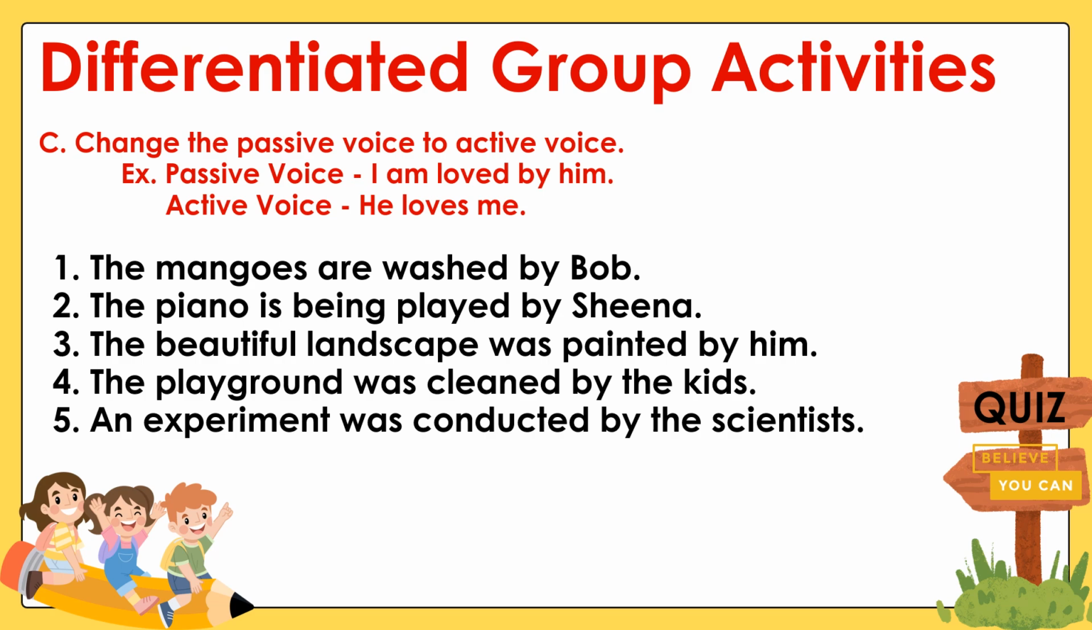Let's have letter C. Change the passive voice to active voice. Example, passive voice: I am loved by him. Active voice: he loves me. Number 1, the mangoes are washed by Bob. Number 2, the piano is being played by Sheena. Number 3, the beautiful landscape was painted by him. Number 4, the playground was cleaned by the kids. And number 5, an experiment was conducted by the scientists.